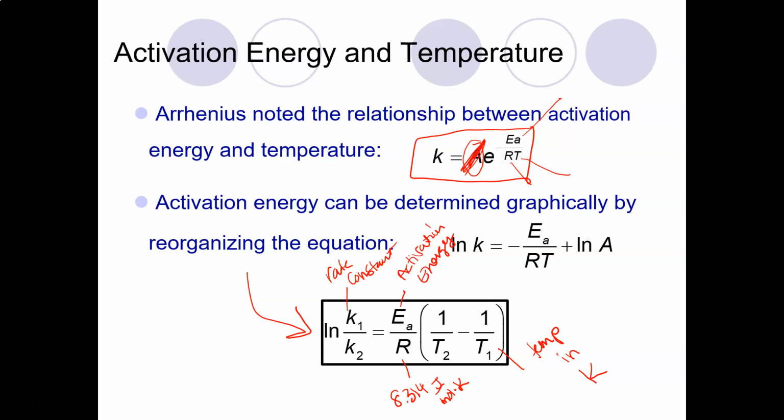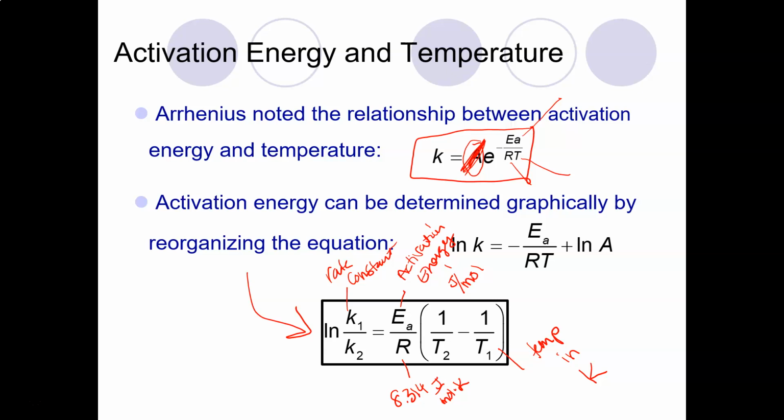So I already said temperature has to be in Kelvin. And so based on those units, that means activation energy needs to be in joules per mole. The rate constants, their units aren't going to matter because look, it's a ratio. And they're going to have the same units because it's the same reaction. So the rate constant units will cancel themselves out.